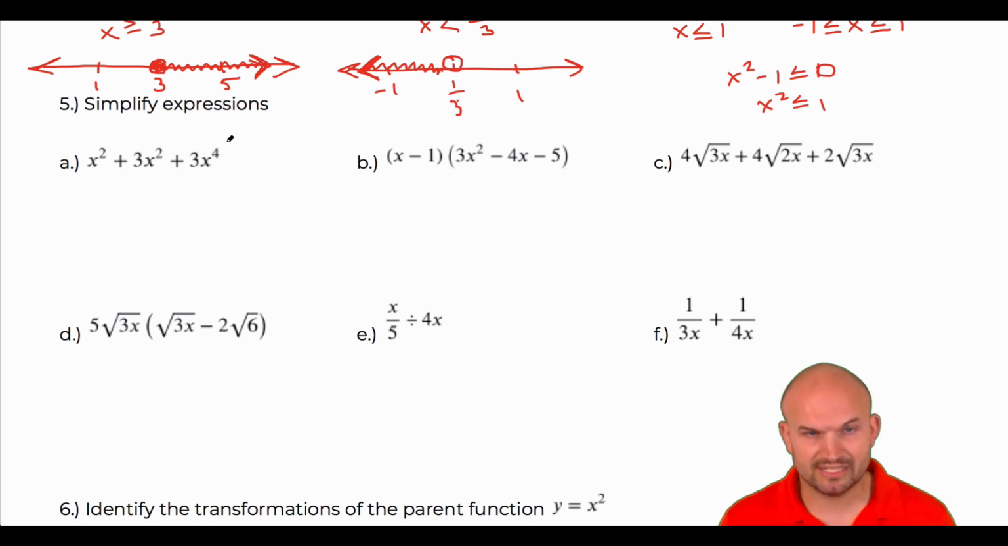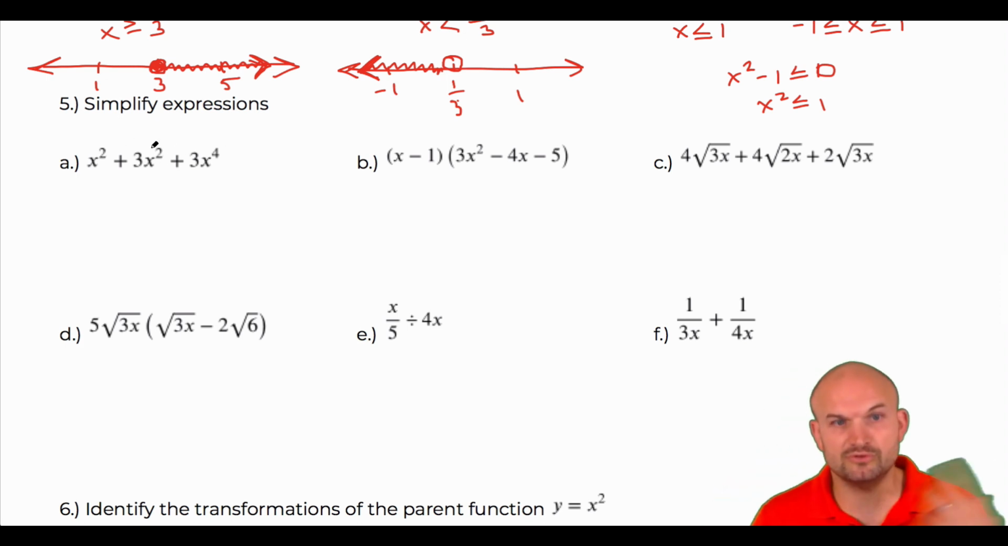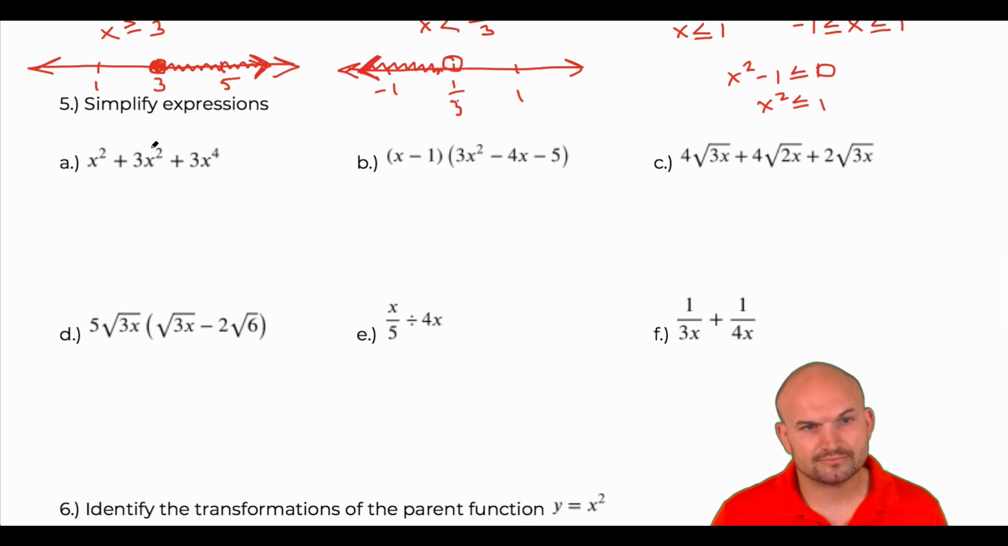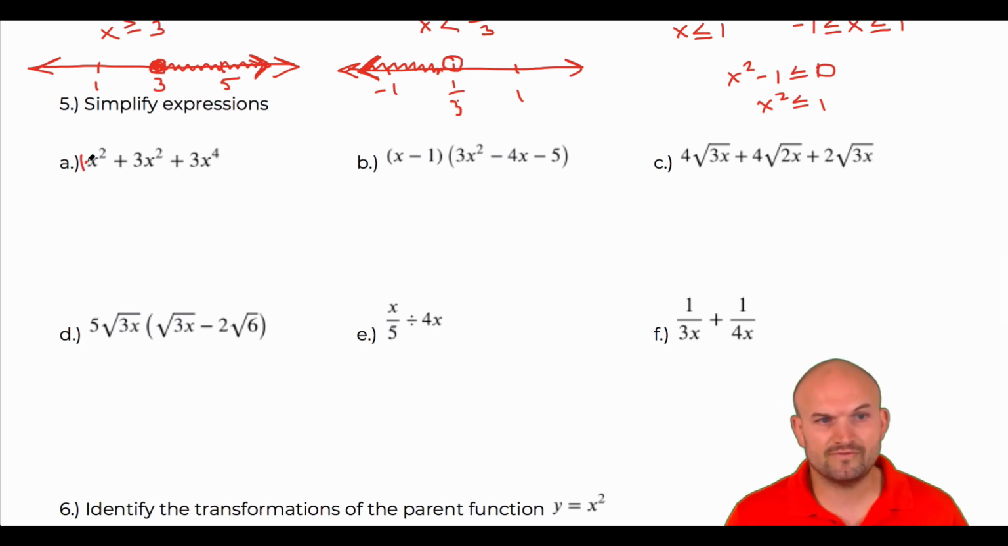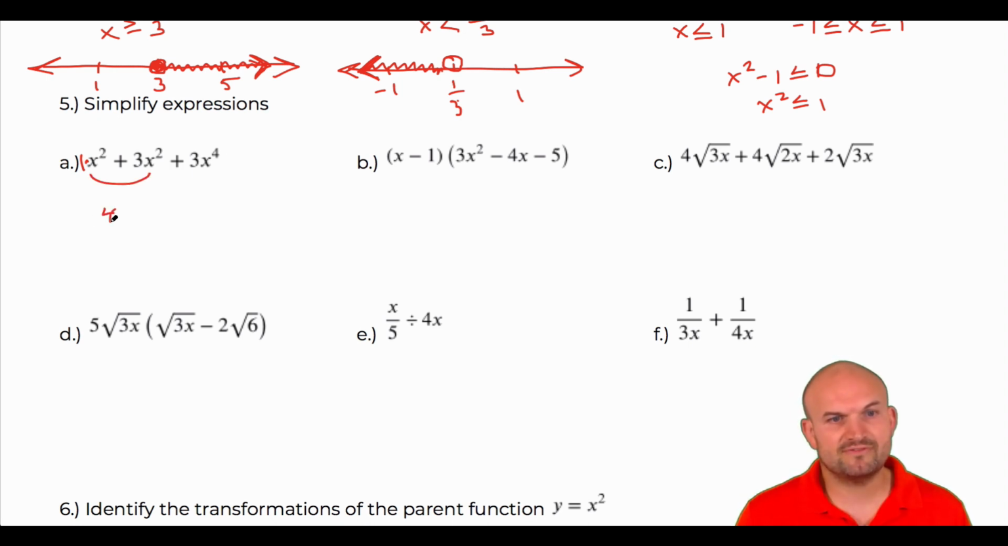The coefficients don't need to be the same, but when you add like terms, you are going to be combining the coefficients. But our main thing is we need to have the same term. So x squared and x squared are the same term. They just have different coefficients, but that's fine. These are like terms. This is not a like term. So therefore, this gives me 4x squared plus 3x to the 4th.